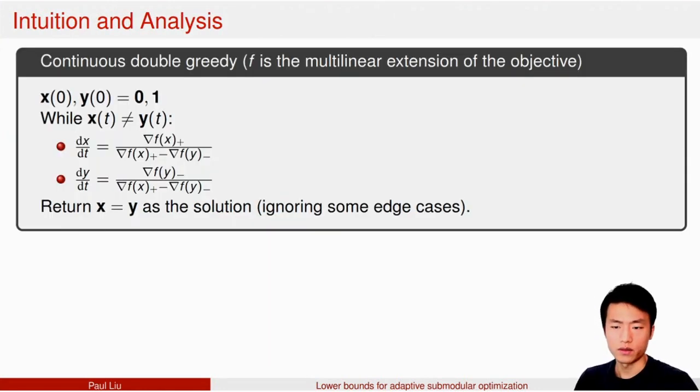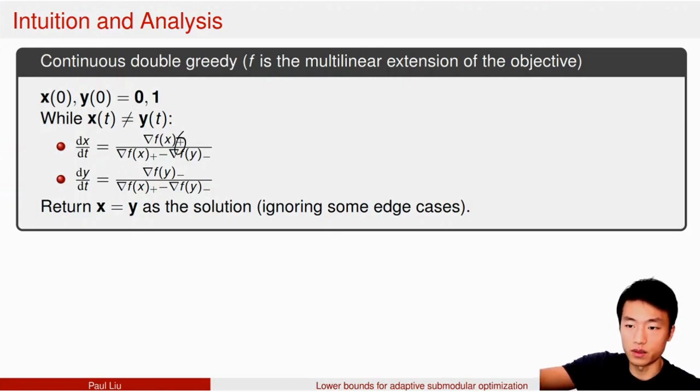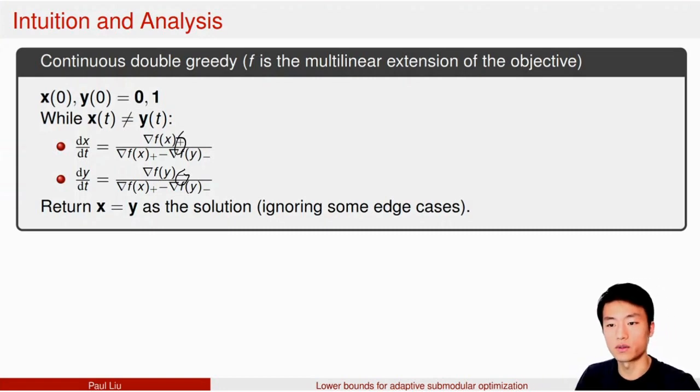What's the intuition for this result? Well, in the adaptive double greedy algorithm, we basically do a bidirectional type of gradient descent on the multilinear extension. So x moves in the positive direction, the positive coordinates of the gradient, and y moves in the negative coordinates of the gradient, and they start at 0 and 1 respectively. And this algorithm continues until the 2 points meet.